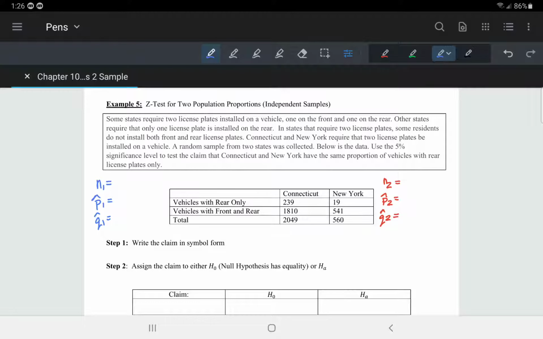A random sample from the 2 states was collected, and below is the data. Use the 5% significance level to test the claim that Connecticut and New York have the same proportion of vehicles with rear license plates only.